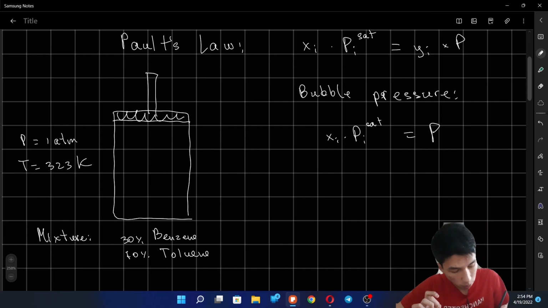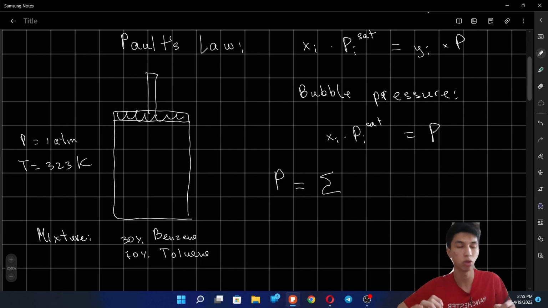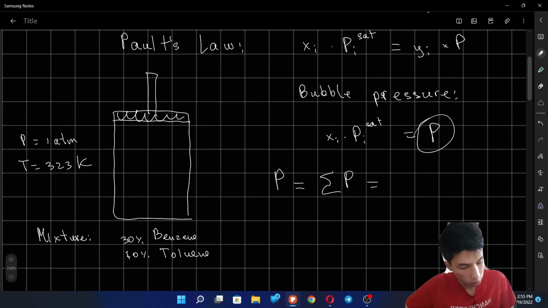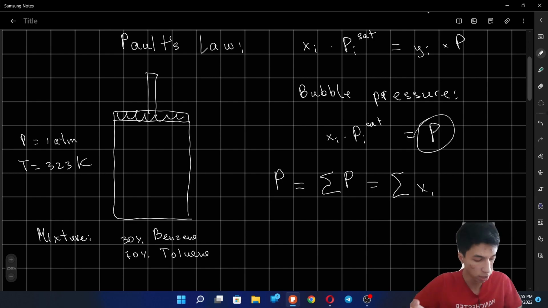And so our bubble pressure should be equal to the sum of partial pressures, which is this one in our equation, and which is going to be the sum of all mole fractions of components in the liquid phase multiplied by their pure saturation pressure.